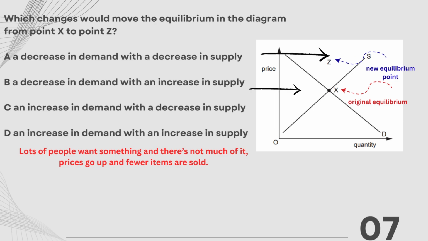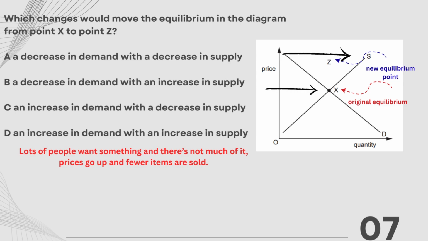Okay, item letter B, decrease in demand and increase in supply. So what does it mean? Decrease in demand means fewer people want it, but there's more of it available because, again, more availability, increase in supply. That means the price drops. Okay? It means that the price drops and there's too much stuff.